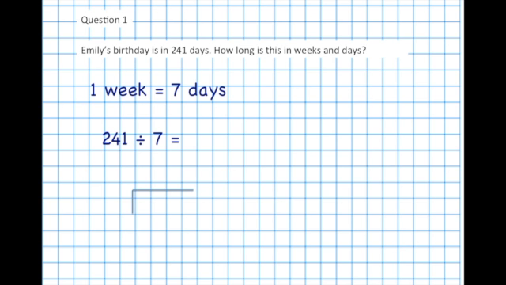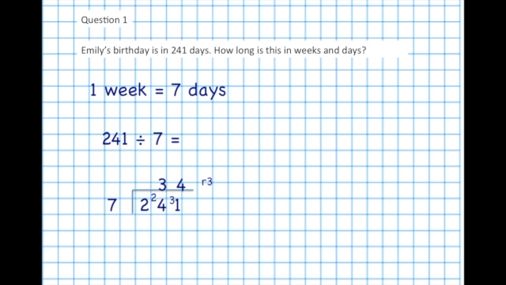So I'm going to write it out in this way. And the first thing I say is, how many 7s in 2? Well, it's too small, so I'll carry it along. How many 7s in 24? Well, 3 7s are 21, so that would be a remainder of 3. How many 7s are in 31? 4 7s are 28, which would give me a remainder of 3.